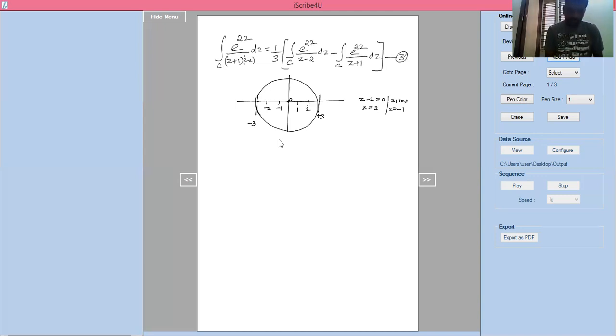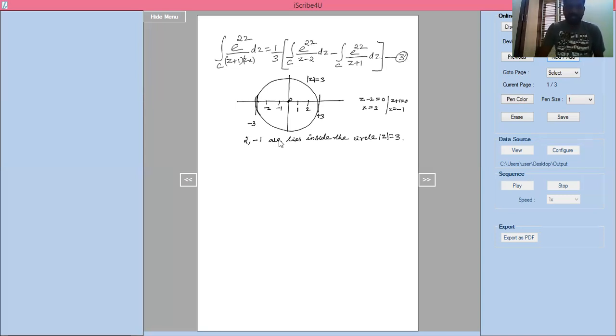This is a circle of modulus of z equal to 3. Is it clear? Now I can take them one by one and simplify. So I can write here, z equal to 2, comma, minus 1, lies inside the circle modulus of z equal to 3.